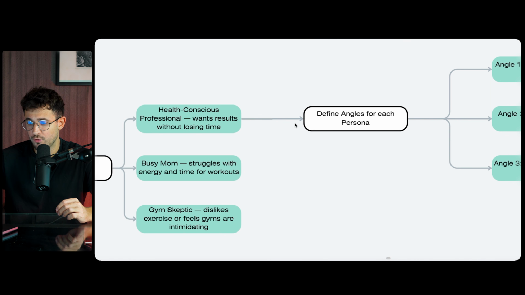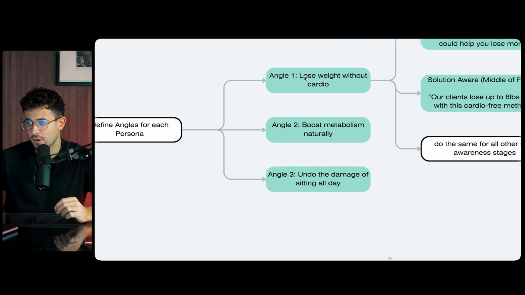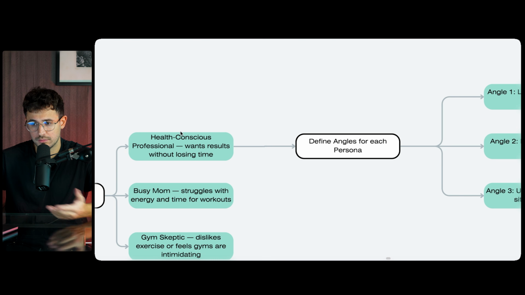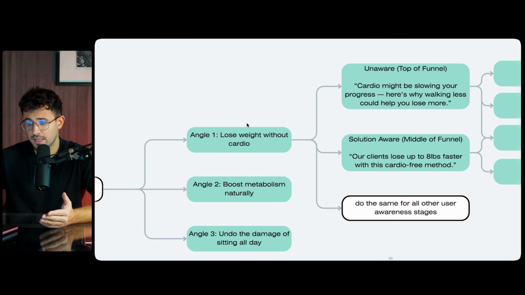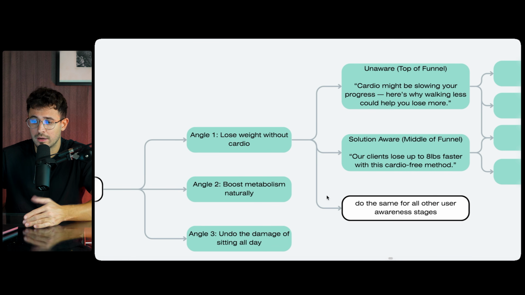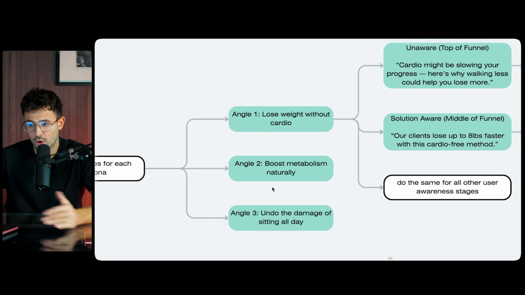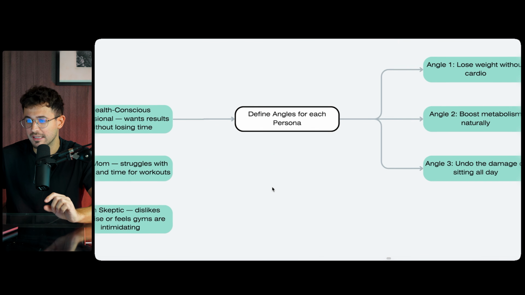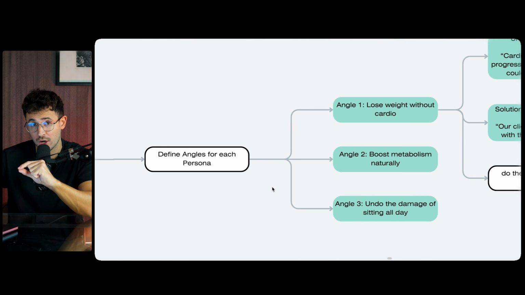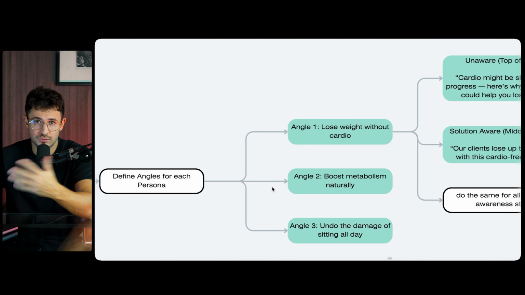We define the angles for this persona. The angles are: lose weight without cardio, boost metabolism naturally, and undo the damage of sitting all day, because it's a health conscious professional, right? Cool. Now we take the first angle. I'm not doing this exercise for all the angles and all the personas, because otherwise it would be a 2 hour long video, but I'm just going to do it for one specific angle, so you can understand how to apply this to the other angles as well.